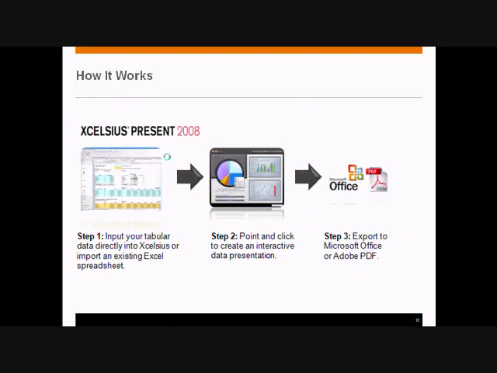It's very easy to work with. It's a three-step approach to export to your favorite documents like Microsoft Office and Adobe PDF. In step one, you just input your tabular data directly into Xcelsius or import an existing Excel spreadsheet. In step two, point and click to create an interactive data presentation. In step three, just export to Microsoft Office or Adobe PDF.